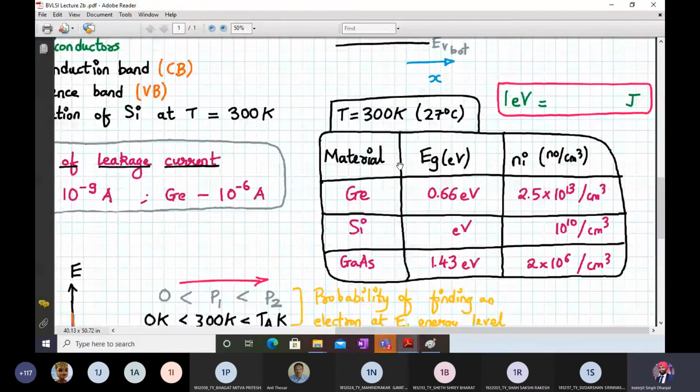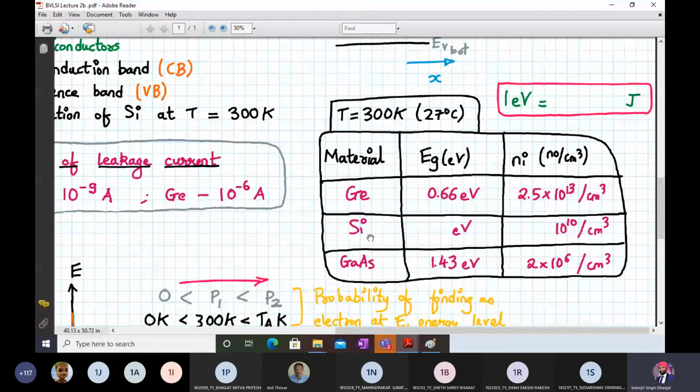So why is EG important? Band gap energy. I want to give you some numbers along with Ni. For germanium, the band gap energy is 0.66 electron volt, and the Ni concentration is 2.5 into 10 raised to 13. For silicon, does anyone remember the band gap energy? You can type in the meeting chat. In the meanwhile, for gallium arsenide, a compound semiconductor, the band gap energy is 1.43 electron volt, and Ni is 10 raised to 6 per centimeter cube.